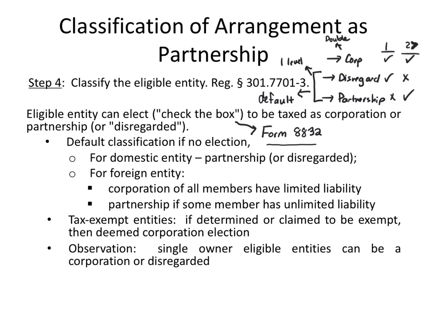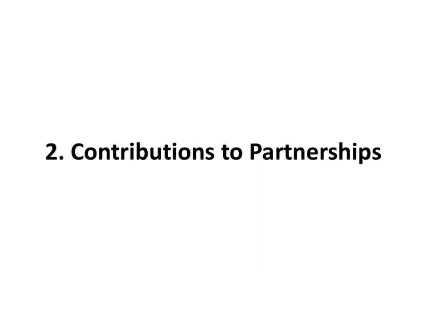If you're not, you go to step 4, where you're an eligible entity, and you can either default rule, disregard an entity or partnership, or you can elect. You can check the box to be any of those. You usually check the box only if you want to be the corporation, which is, again, not the default. And that's it. All right, let's go to the next topic, contributions to partnerships, also formation.